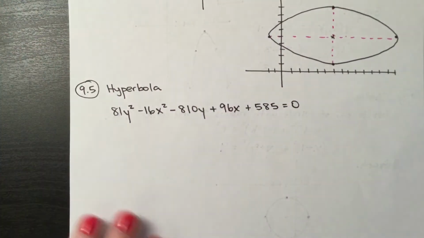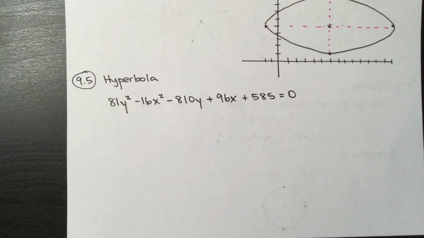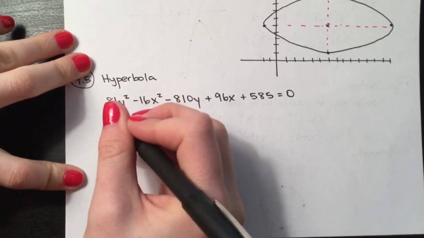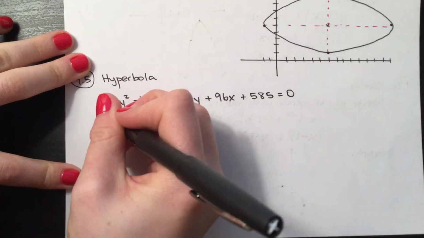Okay. So here's what we do with these. We start grouping terms together. You're going to group up all the x stuff together, group up all the y stuff together, and then any constants that you have are going to get pushed off to the other side. Since we started with our y stuff, we're going to group our y terms together.